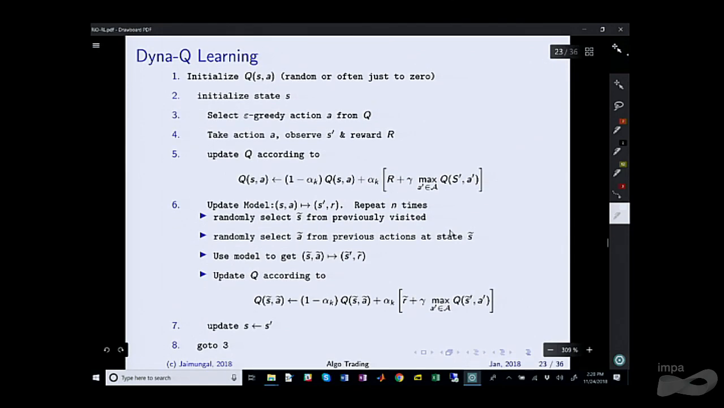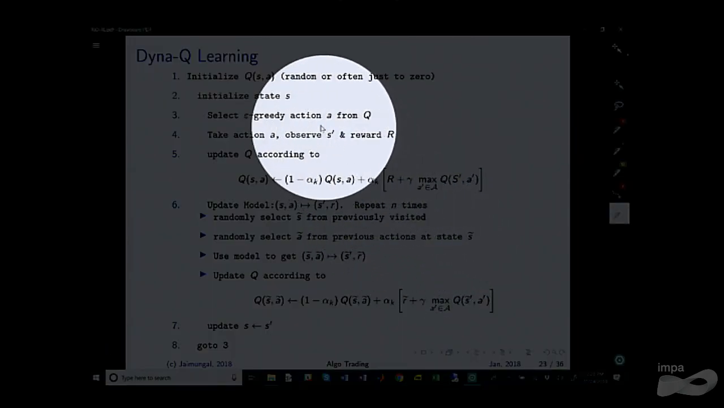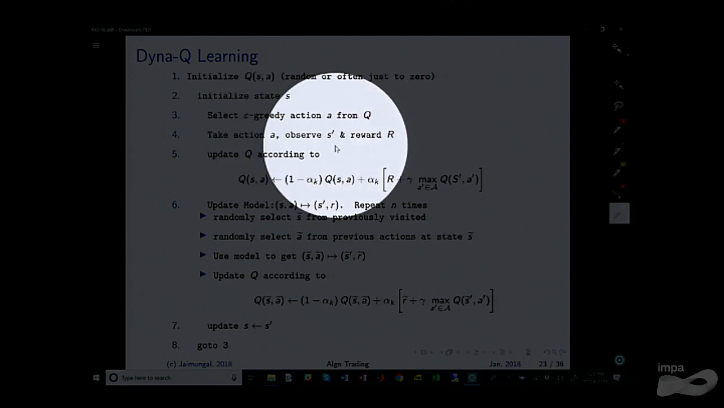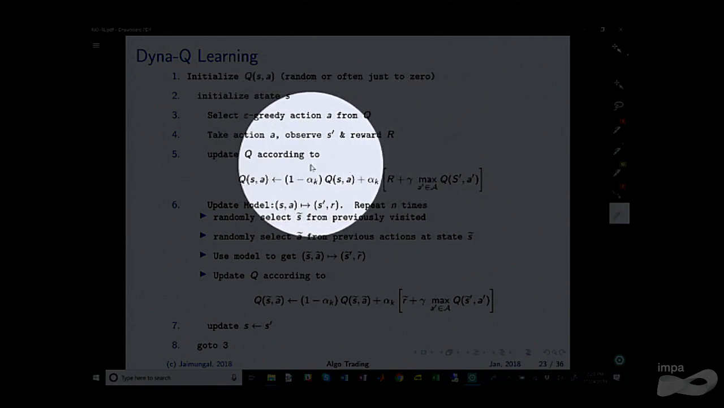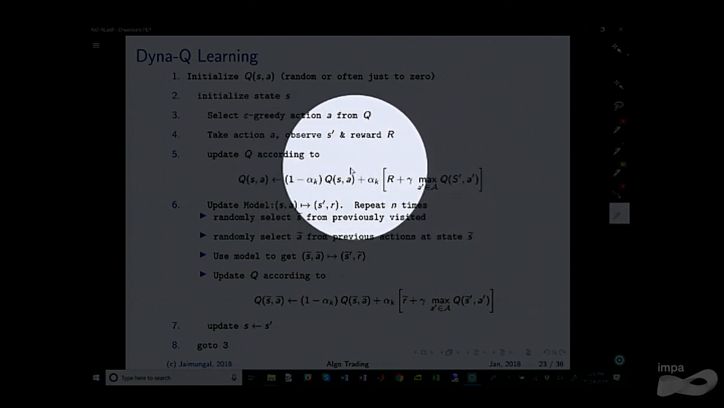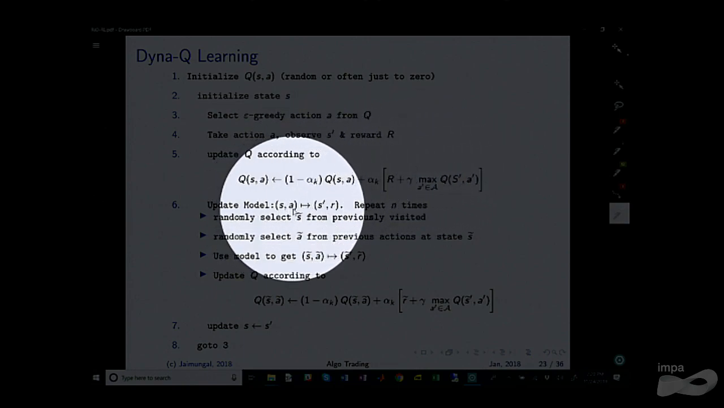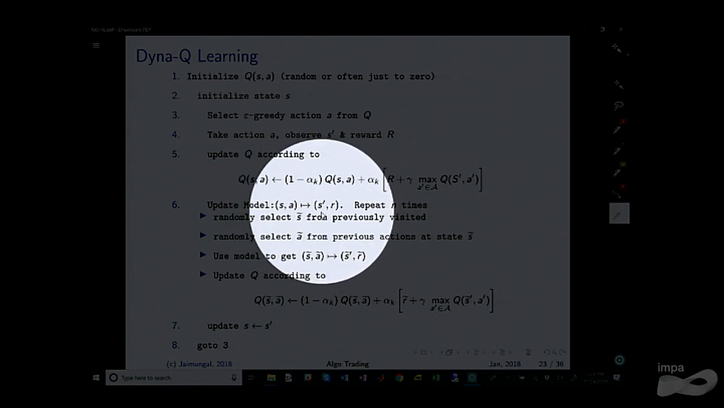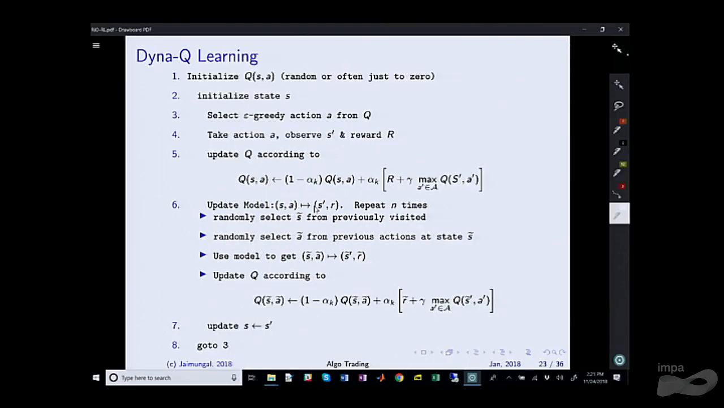So it looks like this. You initialize state, take an epsilon greedy action from your current estimate of Q, take the action, observe the new state and the new reward, and update Q according to the same rule as before. Here's the Dyna-Q part: update model. So now you add in an observation. It's like you have a memory buffer, with a new line in that historical data series, which is the state that you were in and the action that you took, mapped to the state you got to and the reward you got. And you keep that as a list.